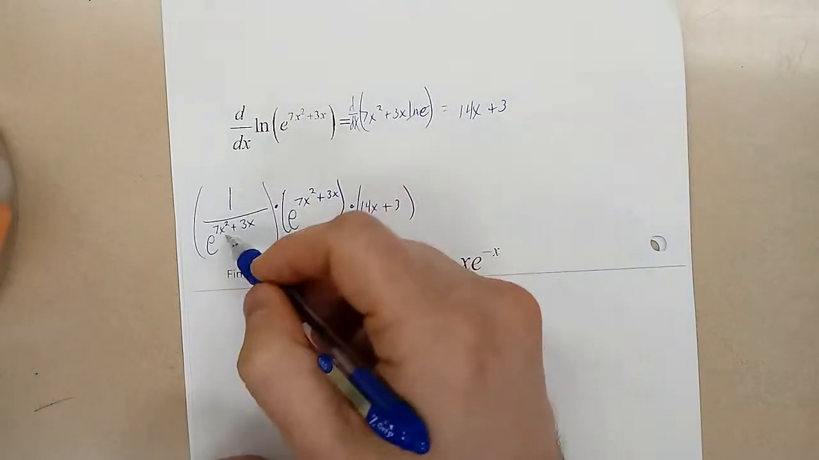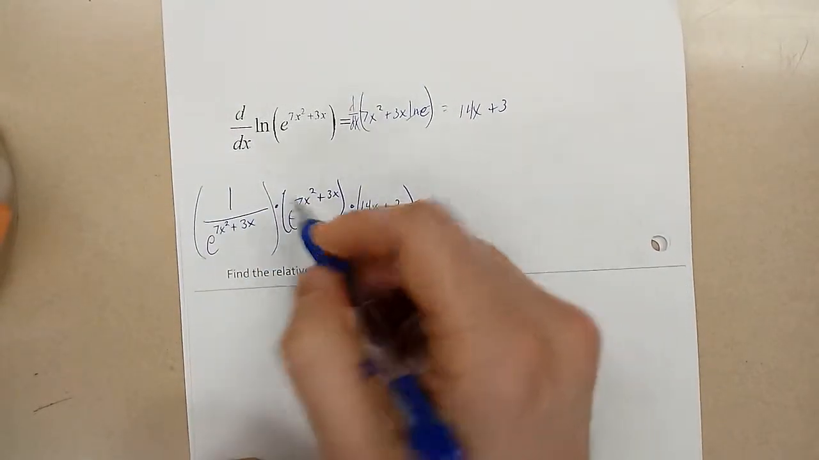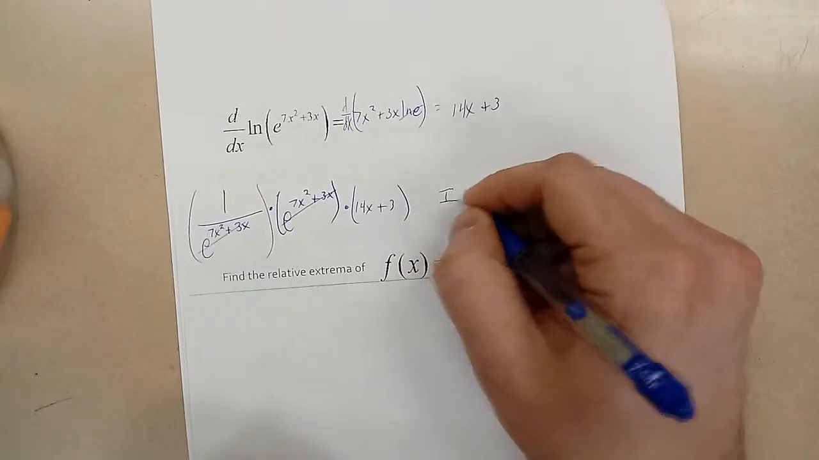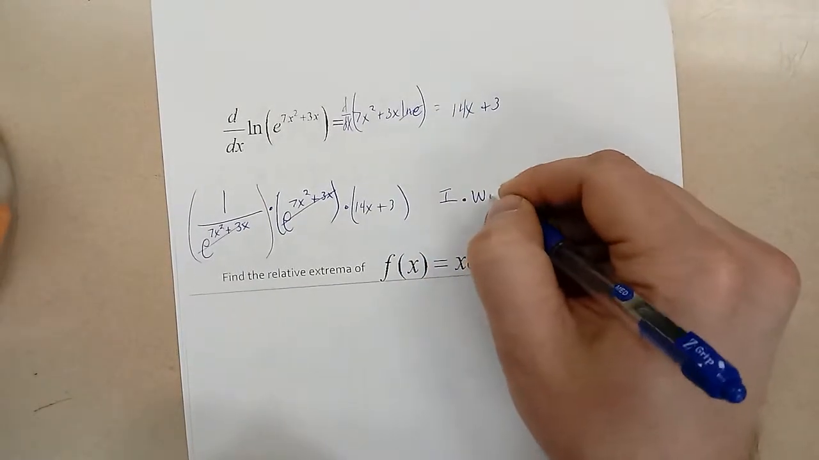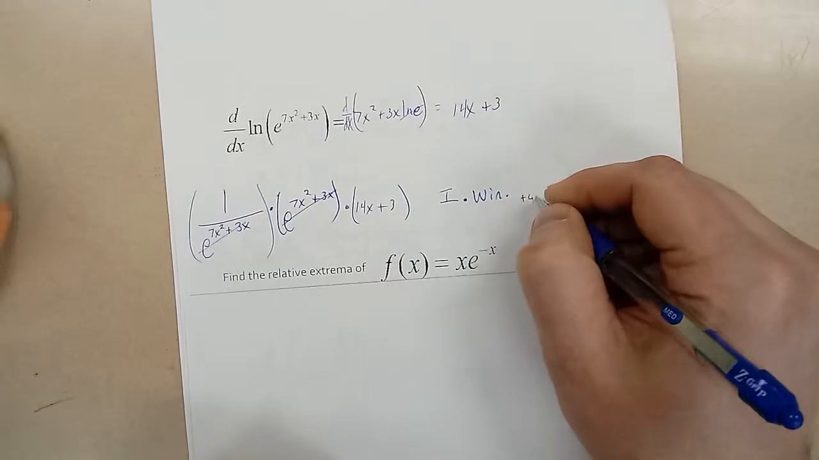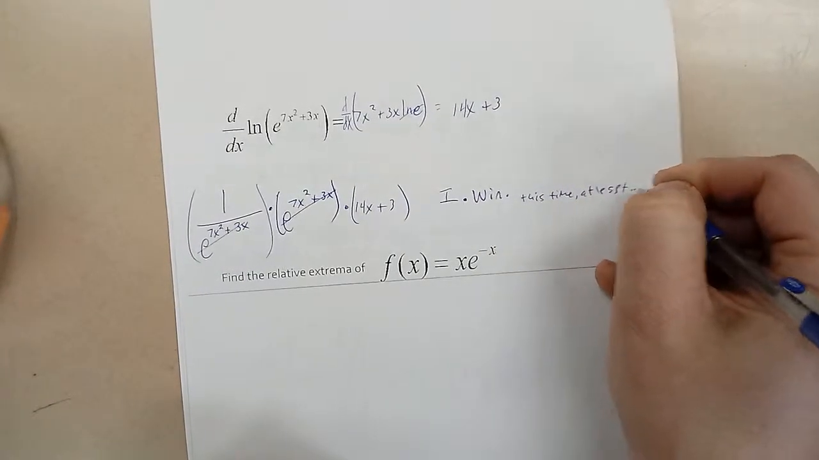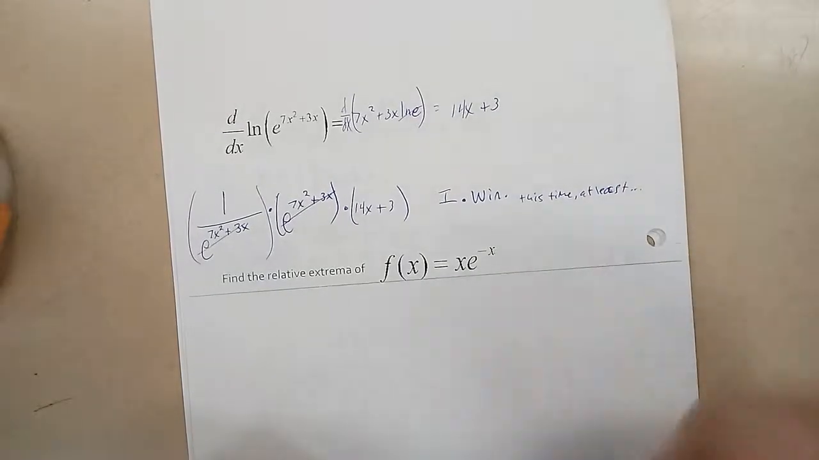Well, what do you know? 1 over something times the same thing. Guys, these cancel, and we're left with that. So I win this time, at least. So, go me, hooray, woo!